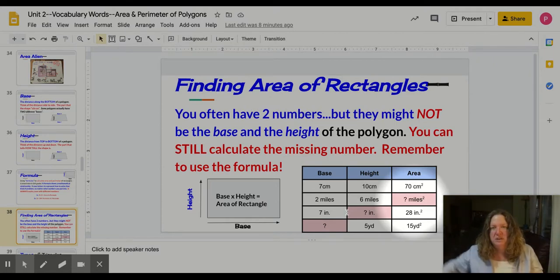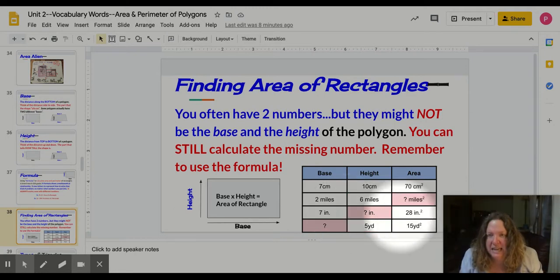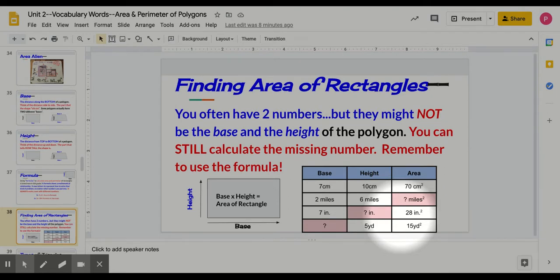So, for instance, if we knew that the base was 7, we don't know how tall it is, but we know the whole space in the middle gives us 28. The base is 7. All of this space is 28. We don't know how high this side is.